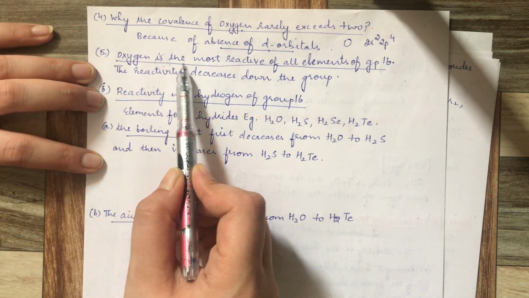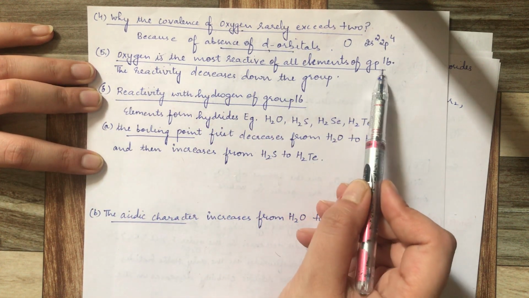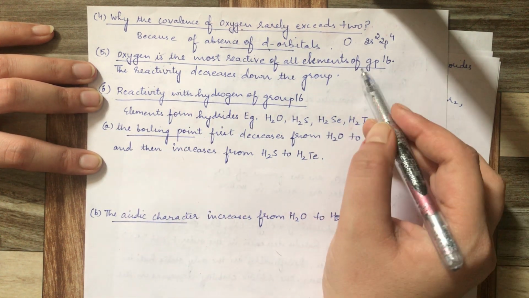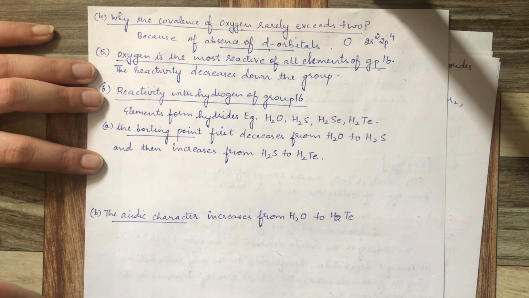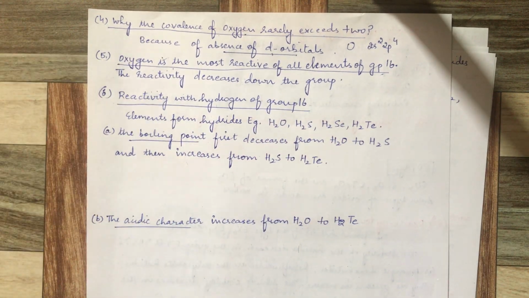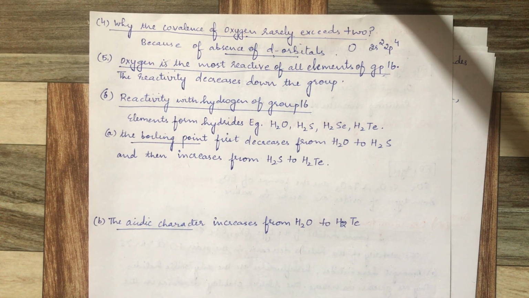The next property: oxygen is the most reactive of all the elements of group 16. Why is oxygen the most reactive? Because it is highly electronegative. The reactivity decreases down the group. So as we move down the group, the reactivity decreases.